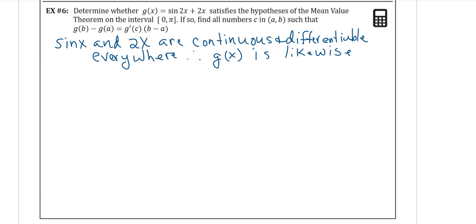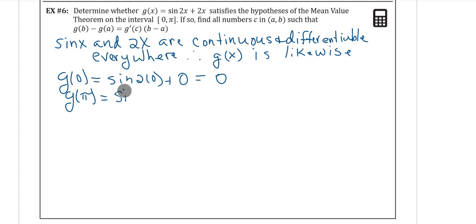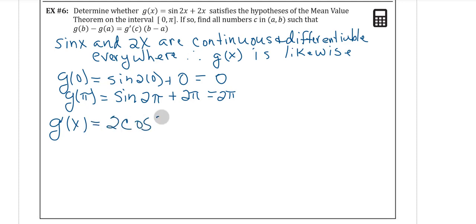So the next thing I'm going to do is put my endpoints in, and I'm going to get g of 0 is going to be sine of 2 times 0 plus 0. So I get sine of 0 is 0, so I get 0. And g of pi is going to be sine of 2 pi plus 2 pi. So I get 2 pi. And now I'm going to take the derivative. G prime of x is going to equal 2 cosine of 2x plus 2. Okay, so now we're going to use the mean value theorem.